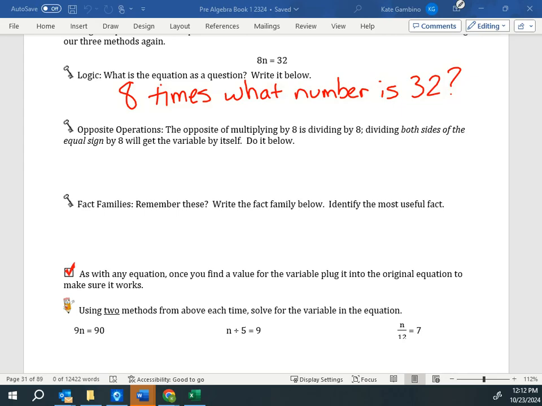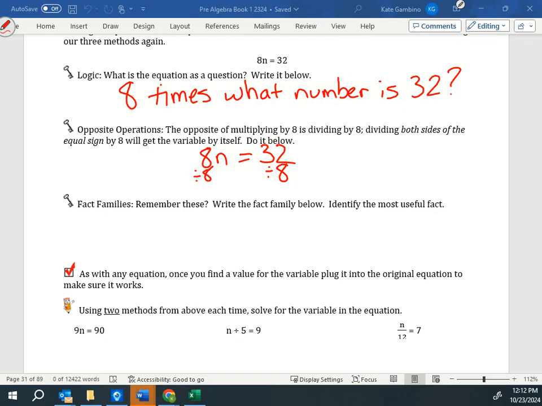Opposite operation. So the opposite of multiplying by 8 is dividing by 8. Dividing both sides of the equal sign. Remember, we have to balance it, right? We talked about that. We have to balance. So dividing both sides of the equal sign by 8 will get the variable by itself. So let's see what that looks like. If we have 8n equals 32, if we divide by 8, we divide by 8.